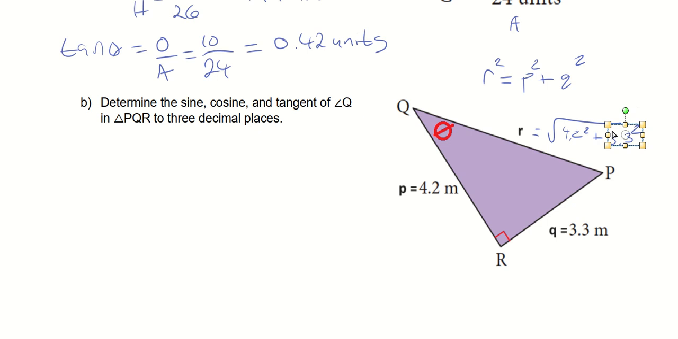This doesn't look like a 3. There we go. Okay, it's a little off, but the value there should be 5.34. Okay, that's that value there. So we know what r is. Now that we know what r is, then we can figure out sine, cos, and tan for q.